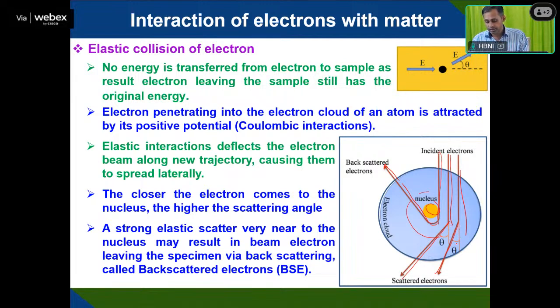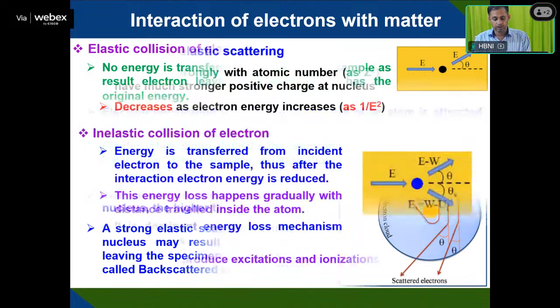The closer the electron comes to the nucleus, the higher the scattering angle. You can see the scattering angle theta here, and it is so high because of coming closer to the nucleus. So it will be in such a way that the electron will return back as a backscattered electron. You will be able to see it here.